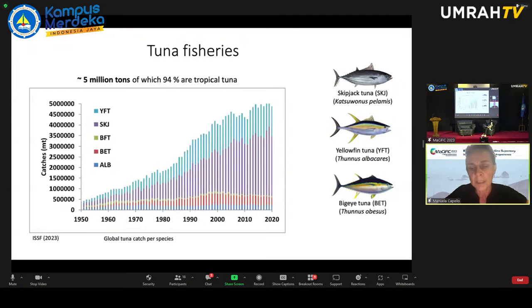So tuna is among the main commercial species worldwide. The global catches have reached 5 million tons in the last years, and among the major tuna species, 94% of the catches are constituted by tropical tuna. We have three main tropical tuna species. One is called skipjack tuna, on the top right. The second is yellowfin tuna, and the third is bigeye tuna.